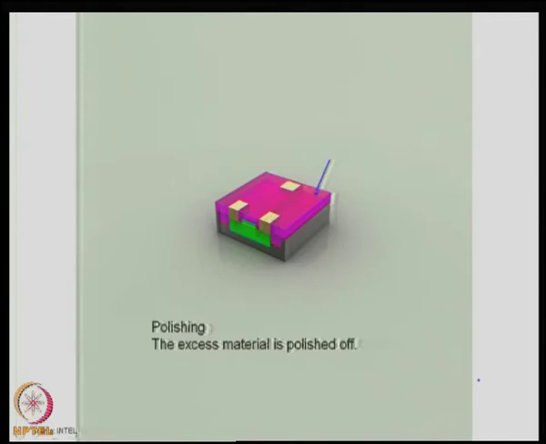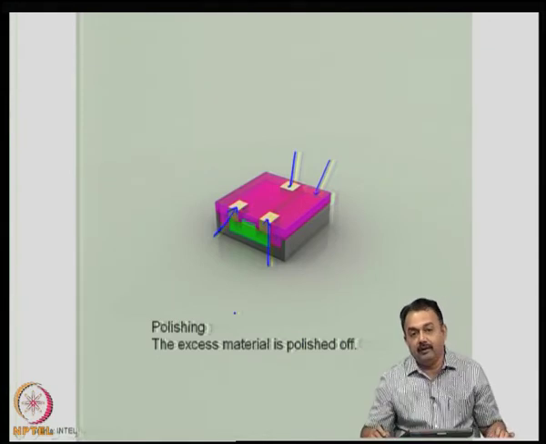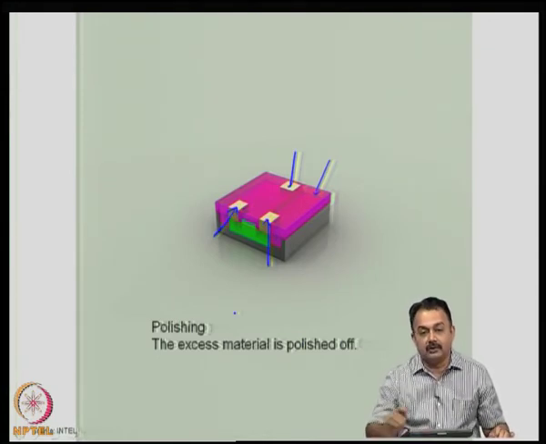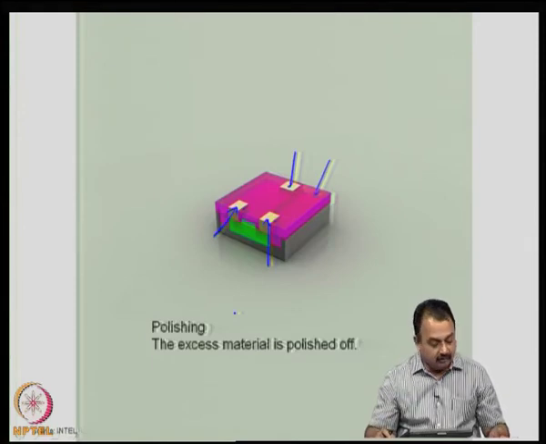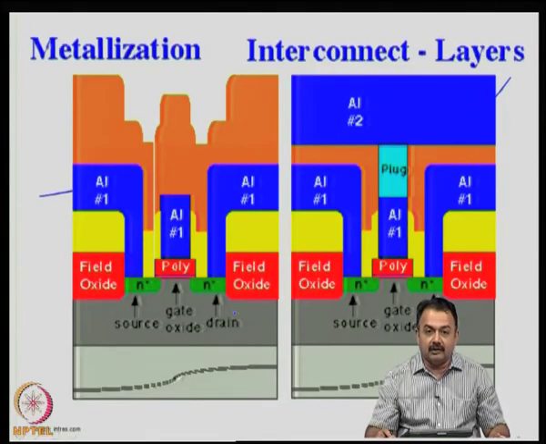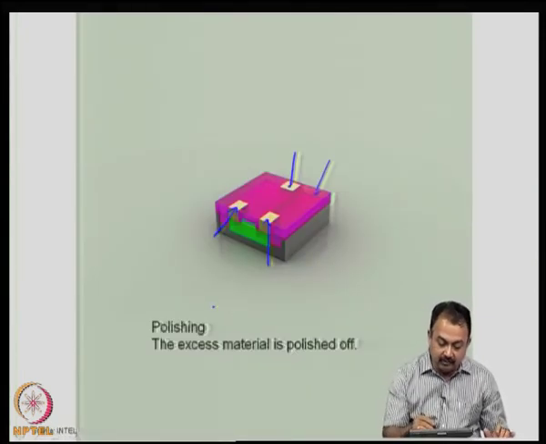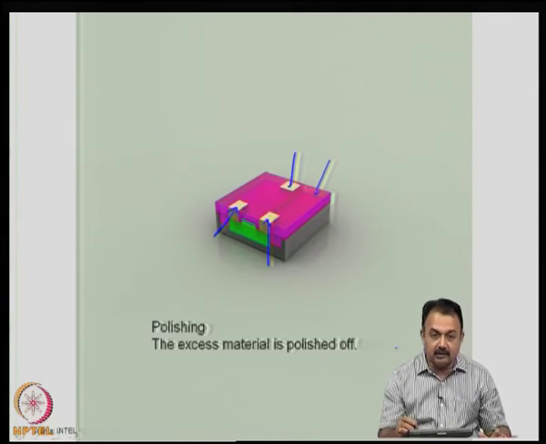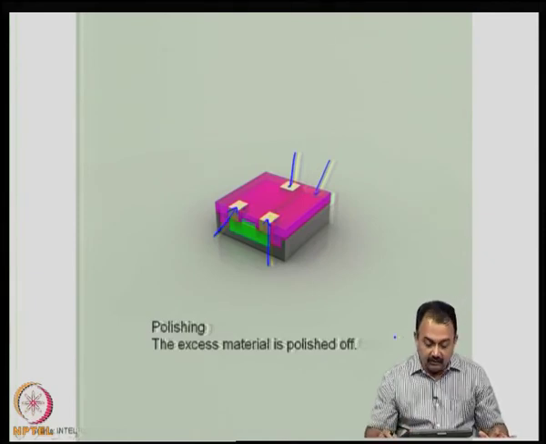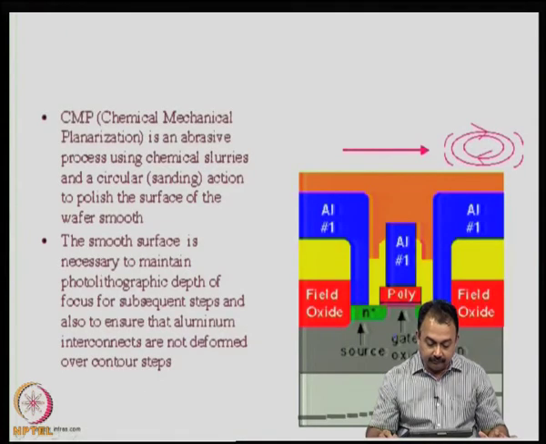polished and removed, and finally you will get only the required amount of copper that is now acting like a plug for your source and the drain and the gate of the transistor. Therefore, this polishing is going to be a very important step, and this determines the final thickness of the conductor layer. So, CMP, as it is known, is an abrasive process using chemical slurries.